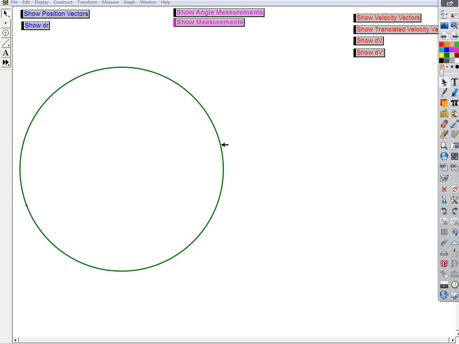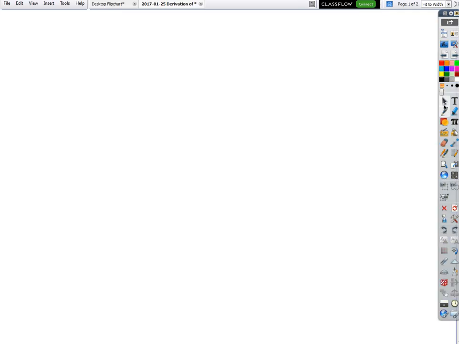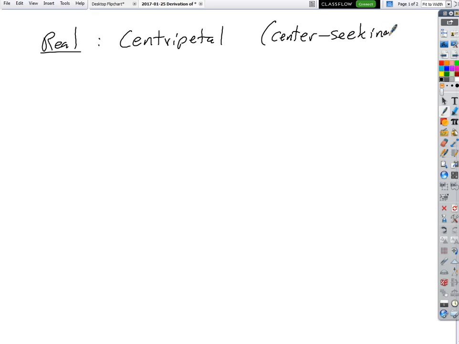What was our name for that yesterday? Do you remember? There are two forces here, and let's make this very clear. The real force is centripetal, which means center seeking. The force that's actually pushing the object towards the center of the circle is the one making it go in the circle.